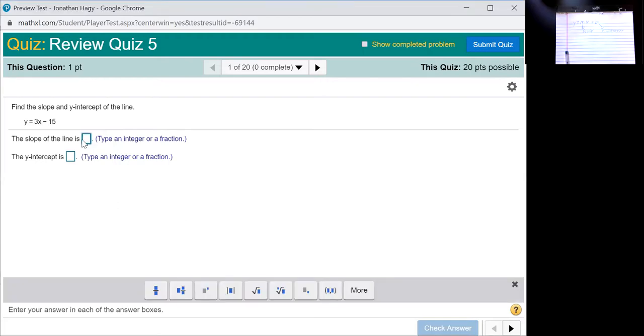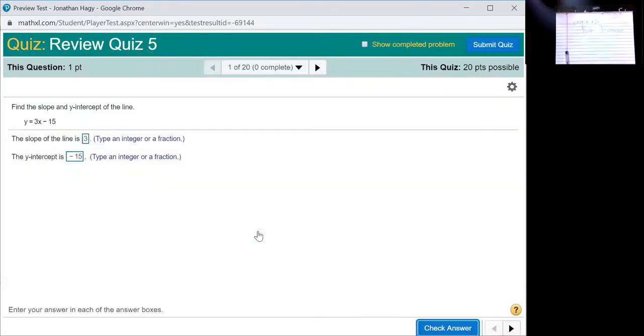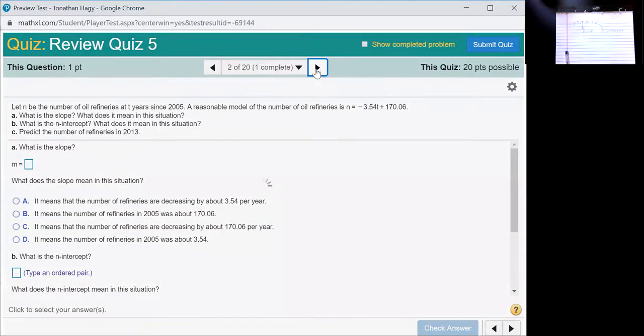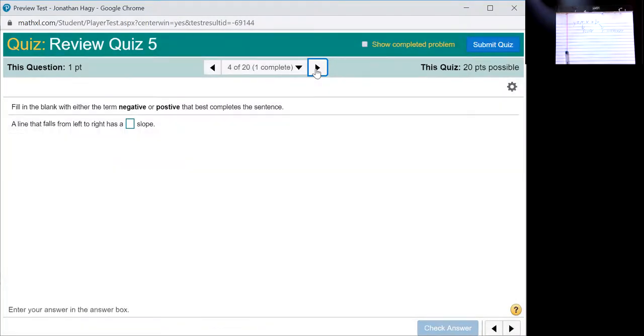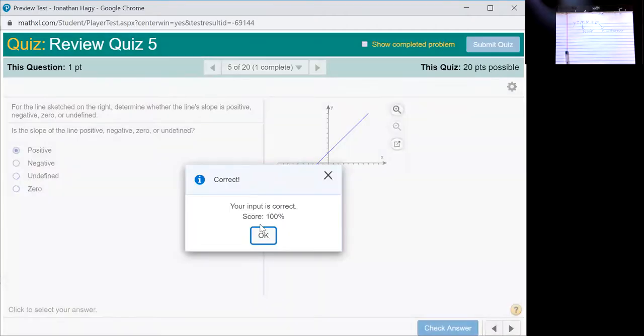So the slope is simply 3. The y-intercept is negative 15. Be careful of the directions. Sometimes they want a coordinate there. And we're good. And what else is in here? So remember, positive slope goes up and to the right, negative slope goes down to the right. So here's a positive slope. All right.